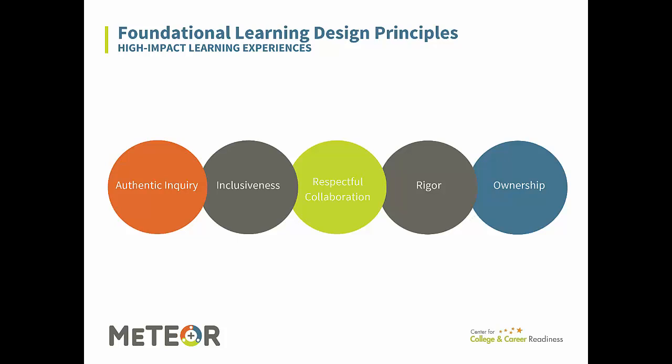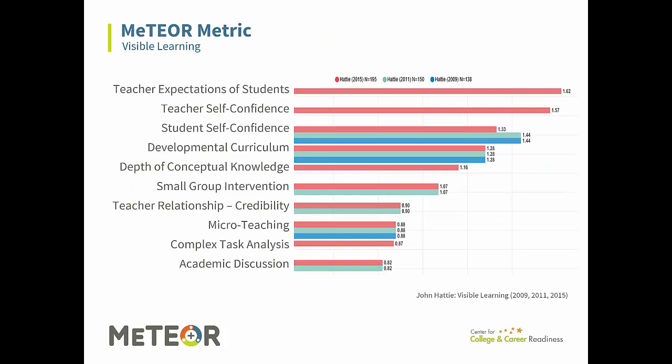As you can see here, Meteor defines rigor as one of the key principles for high-impact learning experiences. The deliberate actions that are necessary for these types of learning experiences are aligned to the research of John Hattie's Visible Learning. We know that John Hattie's research resulted in specific indicators for success, as noted here.